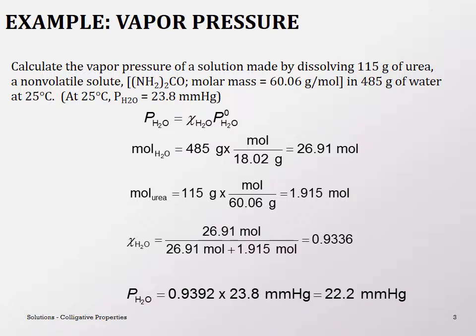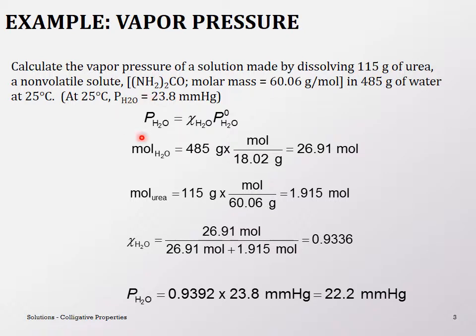Let's do an example of calculating the vapor pressure of a solution. Calculate the vapor pressure of a solution made by dissolving 115 grams of urea, a non-volatile solute, and the molar mass is given, so that will save us some time, in 485 grams of water. Of course, you need the grams and the grams because you need to calculate mole fractions. You cannot do vapor pressure calculations without calculating mole fractions.